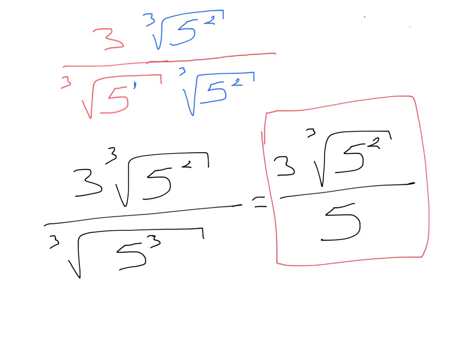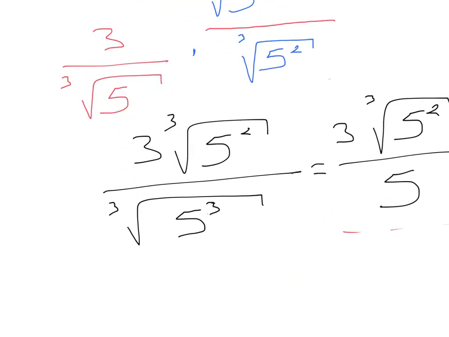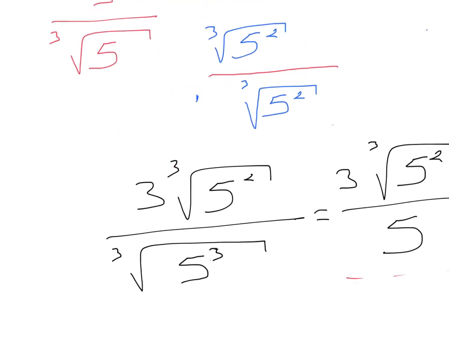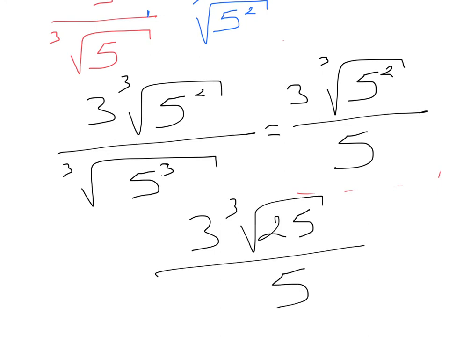I think it's clear now. By the way, 5 squared equals 25, so this is not the final answer yet. I have to write it down. So that's going to be 3 times the third root of 25 over 5. This is the final answer.